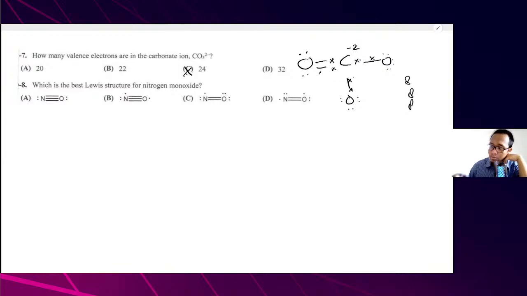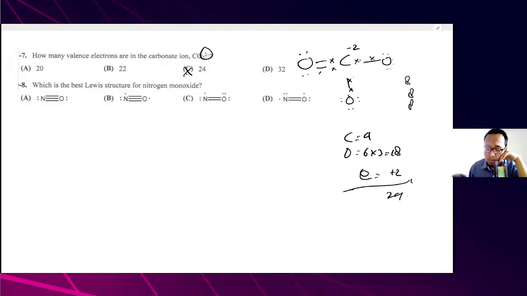So another thing that we can do, very quick. C has 4, right? O has 6. 6 times 3 is 18, plus 4 is 22. However, it contains 2 minus, so it will have more electrons. So based on this, it is 24.